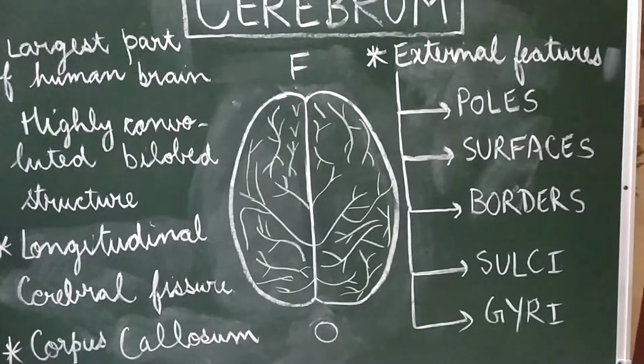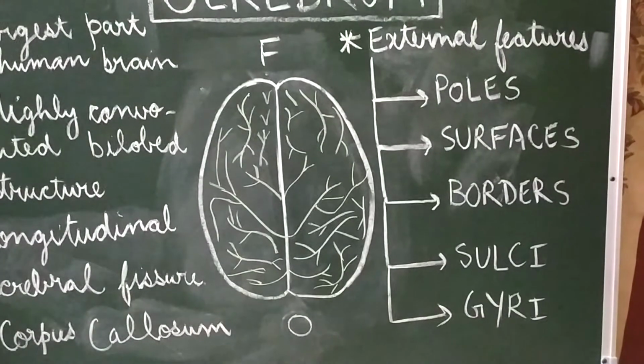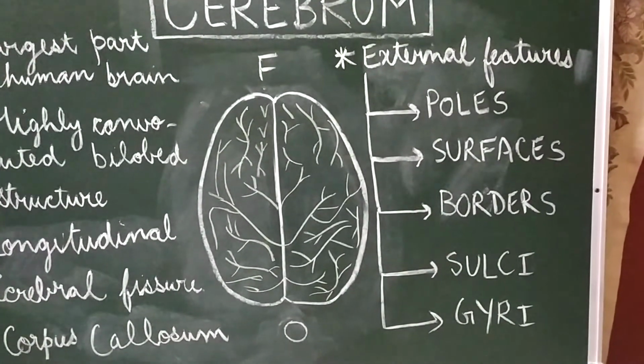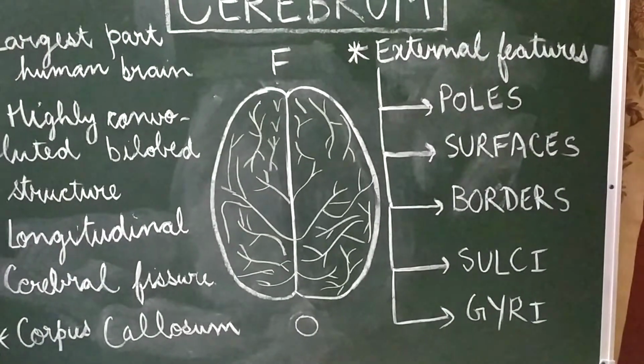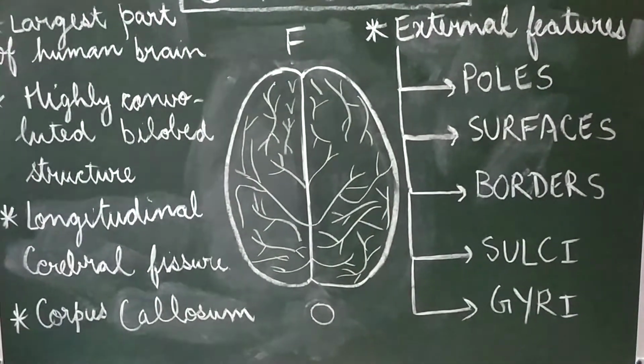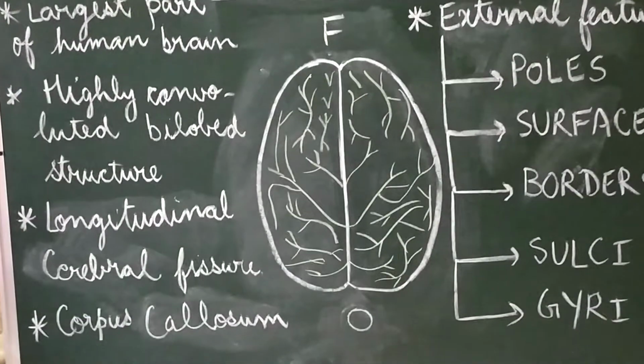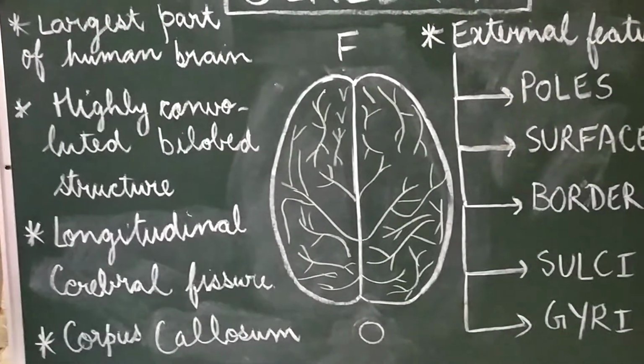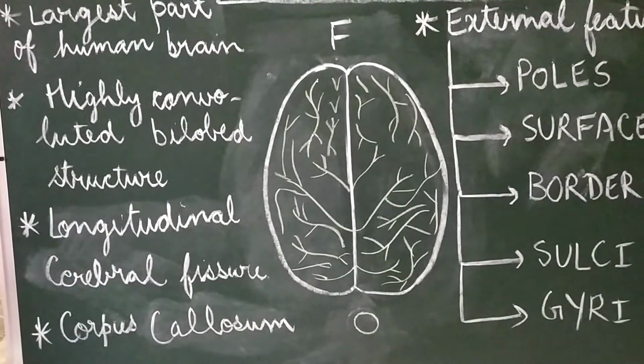Okay. Coming to the external features of the cerebrum. Cerebrum consists of poles, surfaces, borders, sulci and gyri. Okay. Now let's talk about the details of all that I have told you right now. First of all, let's talk about the longitudinal cerebral fissure.